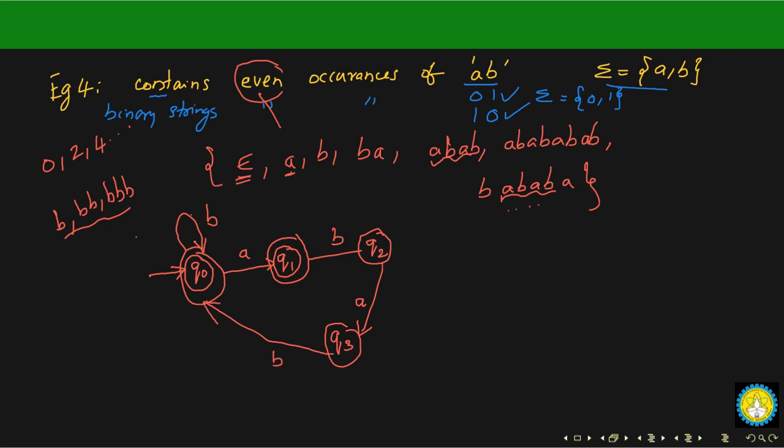Let me take my pointer and explain. From here, if you see an A, you are at Q1. Q1 is a final state because the single alphabet A has zero occurrences of AB. Similarly, from Q1, if you see a B, you have seen an A followed by a B, and you are at Q2. Q2 should not be a final state because it doesn't contain an even number of occurrences of AB. Now, if you see an A and then a B, it should be a final state because you have seen two occurrences of AB.